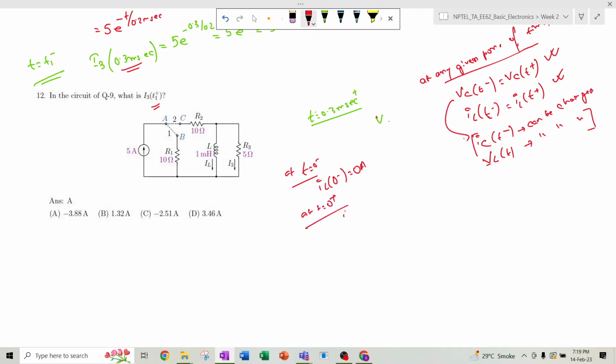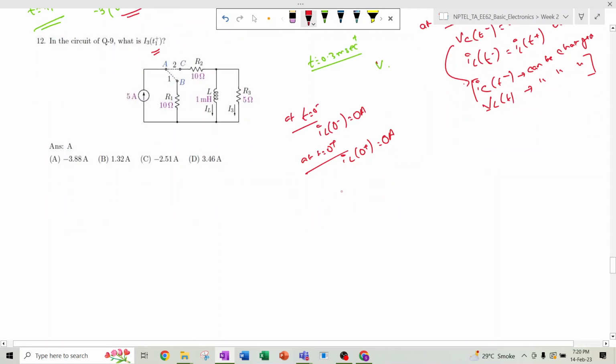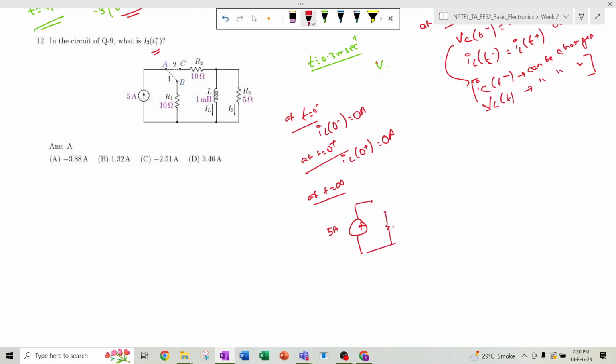At 0 plus, so it will be the 0 ampere, and at t equal to infinity, the equivalent circuit, 5 ampere, 10 ohm.